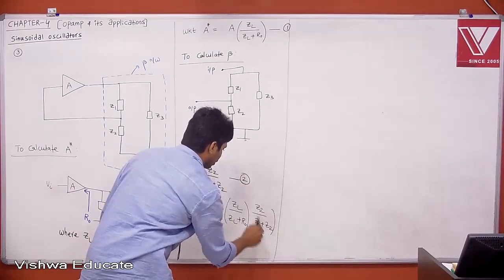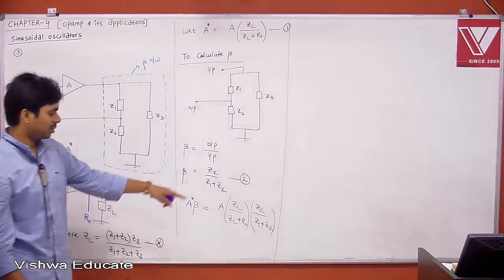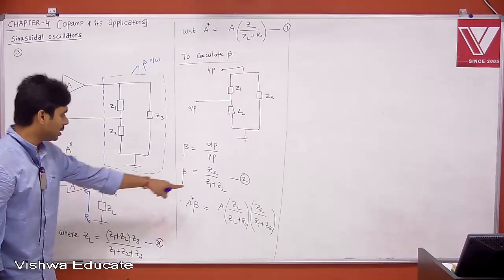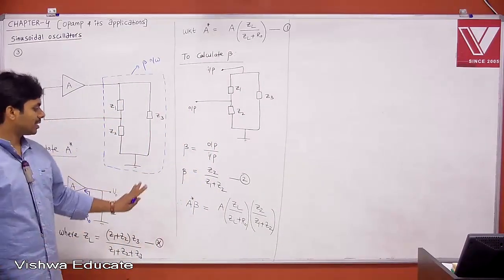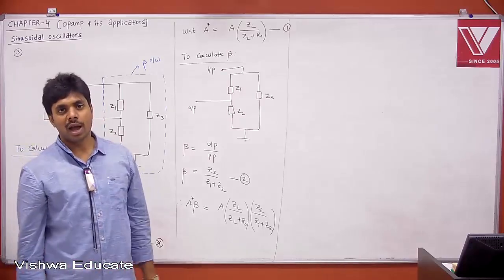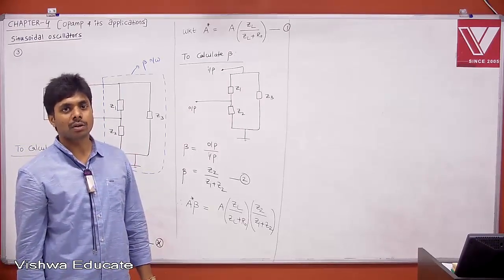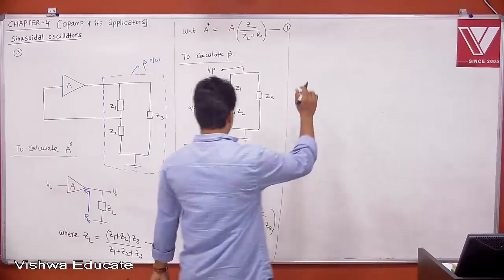Now we need to substitute. It will become a bigger expression. We need to substitute ZL in this equation, then we need to get A star beta ultimately equal to 1, having total loop phase shift 0 degrees and total loop gain equal to 1. Right?